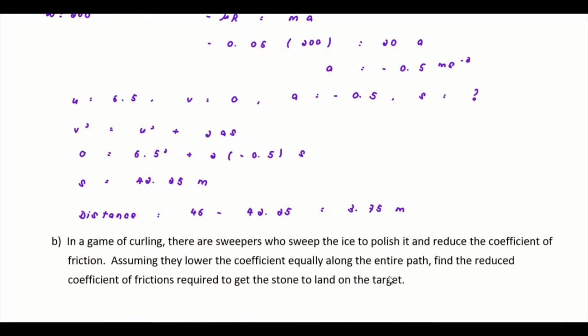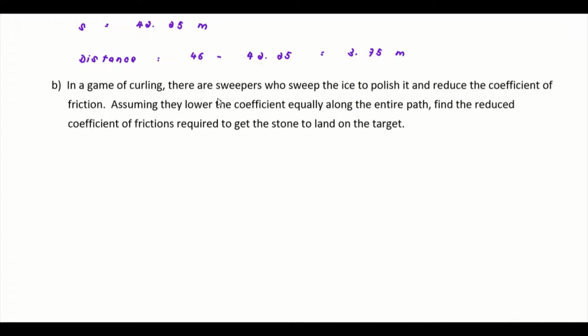Okay, so now let's look at part B. In a game of curling, there are sweepers who sweep the ice to polish it and to reduce the coefficient of friction, which is the mu. Assuming that they lower the coefficient equally along the entire path, find the reduced coefficient of friction required to get the stone to land on the target.